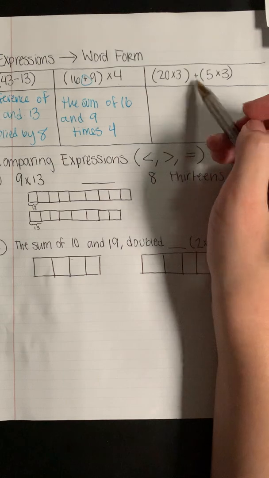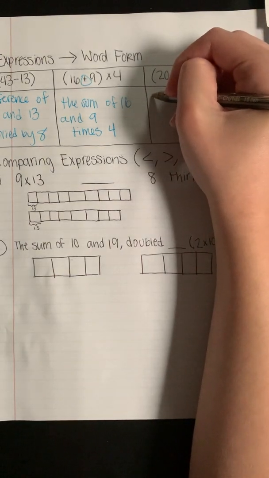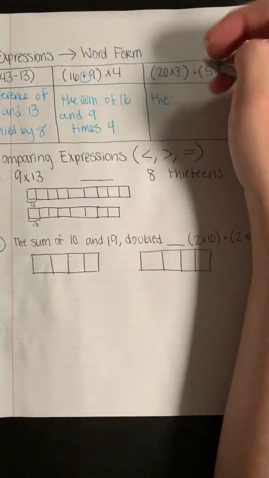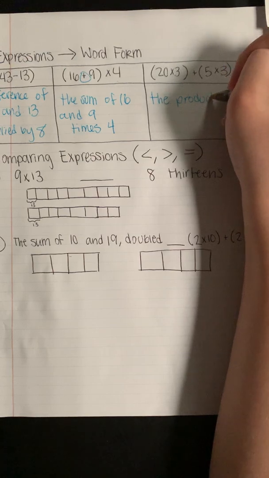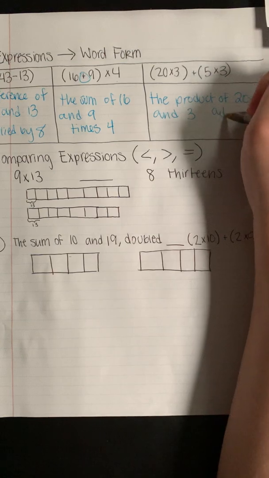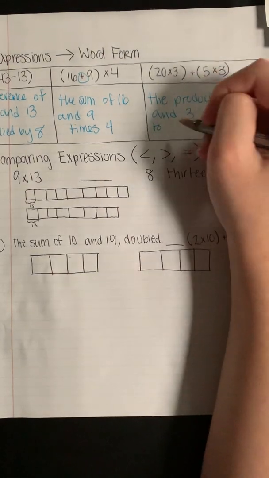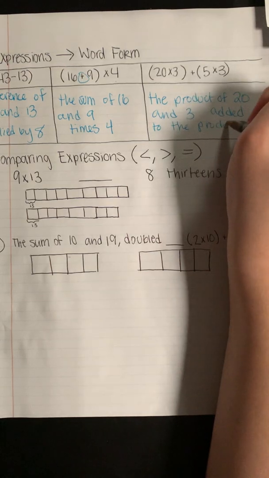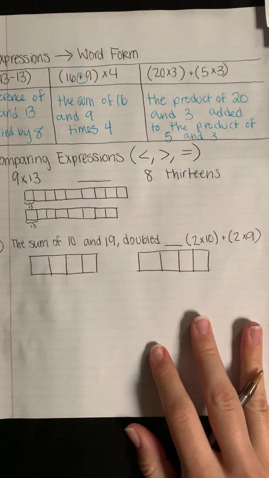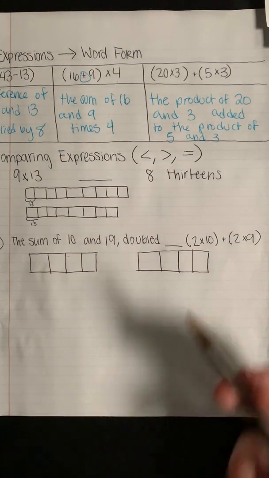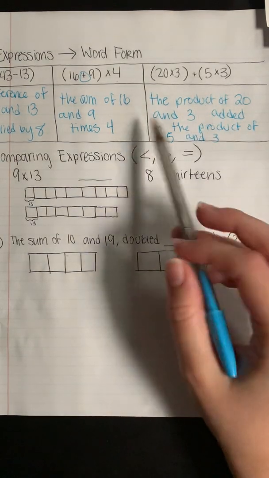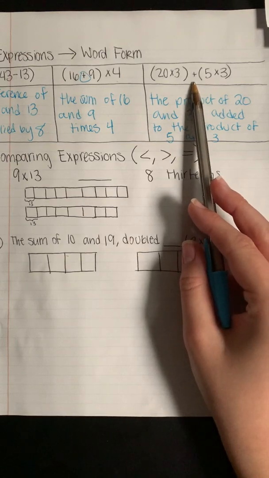And then finally, I'm adding here, but I'm going to start with what's in this first set of parentheses. The product of 20 and 3 added to the product of 5 and 3. So like I said before, there are many different ways that you could write this answer. So the way that you write your word form might be different than the person next to you. You could have started out here by saying the sum.